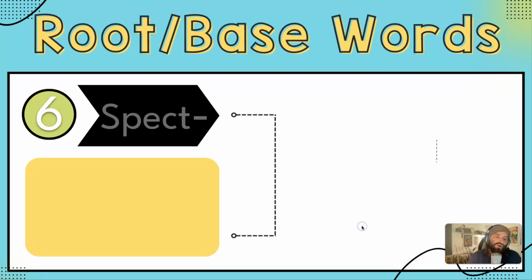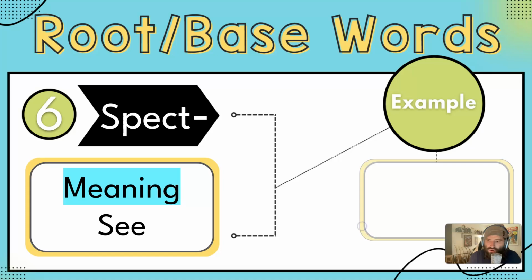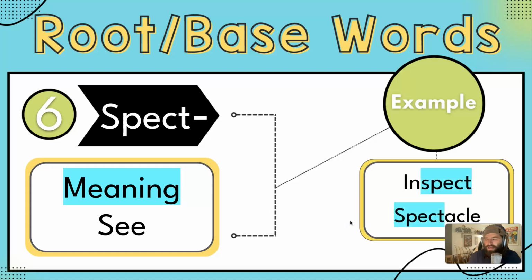All right, our next root or base word is spect. Spect means to see. Think spectacles. Inspect. Spectrum. Spect means to see something that you're seeing. So spectrum is like the colors. The colors of a spectrum is what I think of with spectrum. Spectacles are the glasses that you would wear.